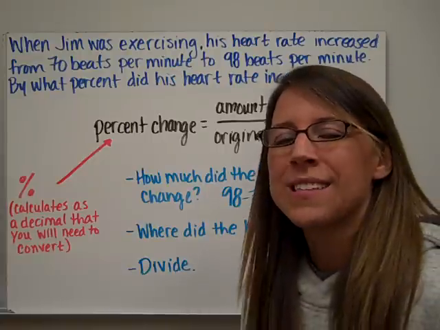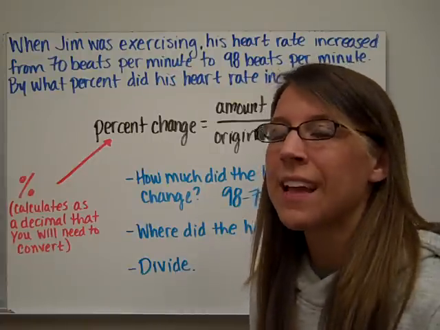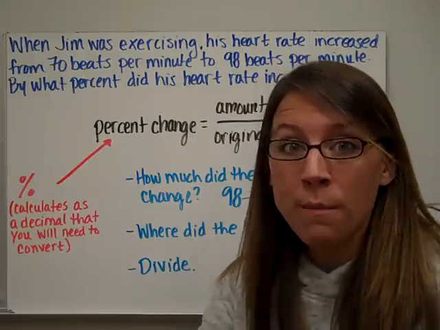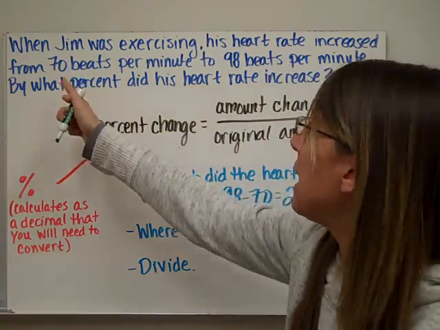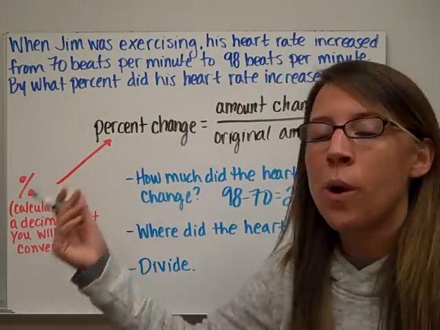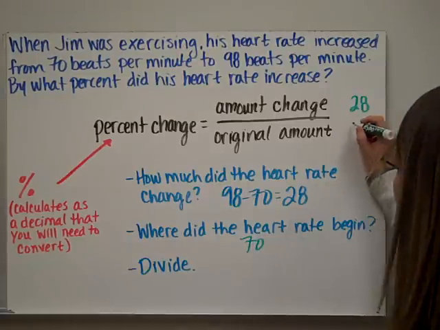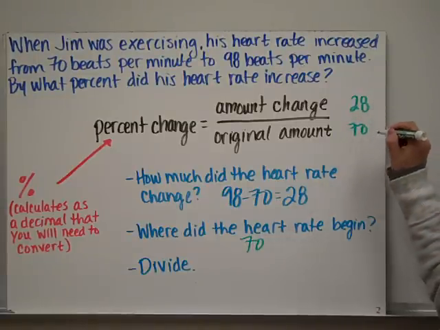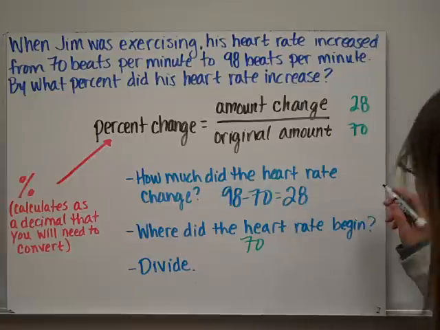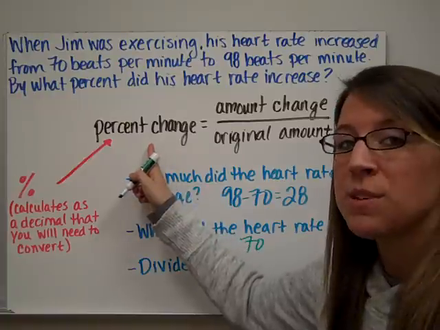Where did the heart rate begin? This is going to be the original amount, okay? It's like last year's sales at Walmart, the original amount. And it increased from 70 to 98. So where was it originally? At 70 beats per minute. So that would be here, okay? So the amount change is 28, the original amount is 70, so that is 28 divided by 70. That's going to give us our percent change.